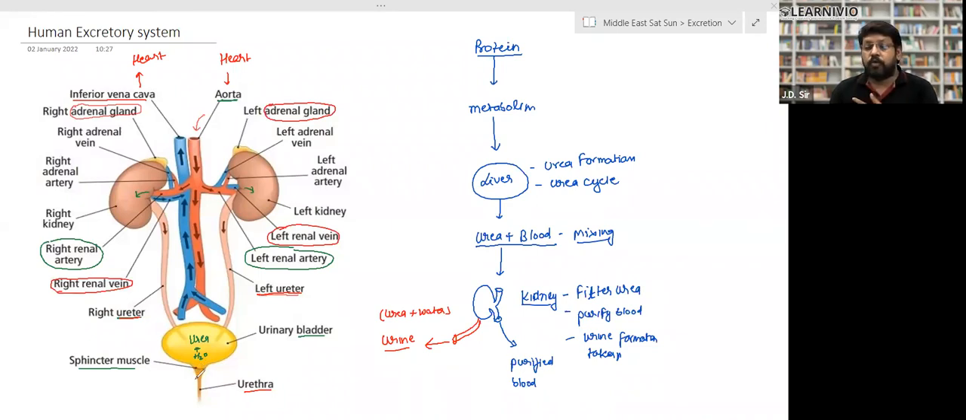So whenever we need to go for urination, when we feel that we have to go, then first the sphincter muscle opens. Then when we go for the actual removal of the urine, the second sphincter opens, right? So that's how the human excretory system works. Tell me if you have any doubt.